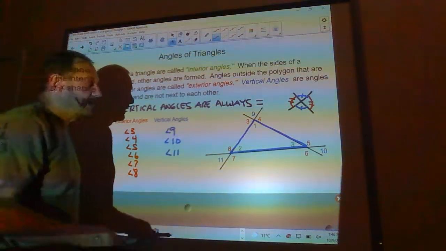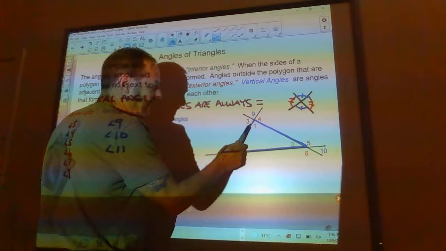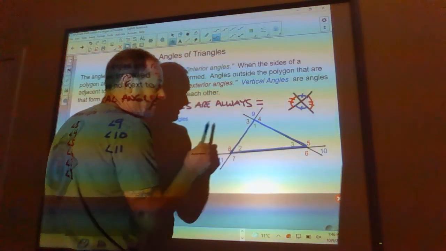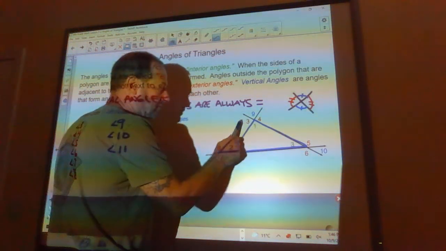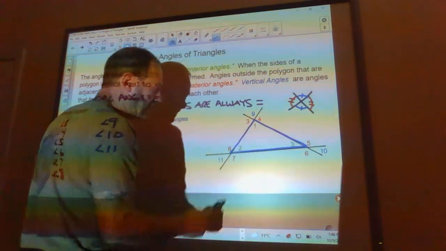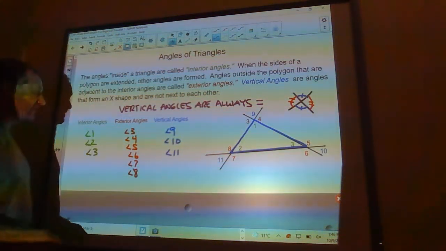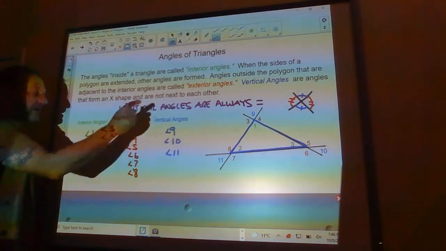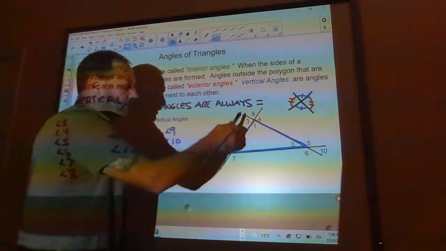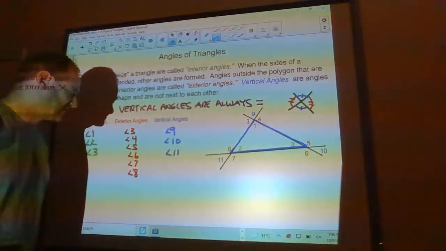So, here's the other thing. An interior angle and its exterior angle always add up to 180 because they form a straight line. Okay, we'll get into a little bit more of that later. So, I would be able to identify interior angles, exterior angles, and vertical angles. Notice I got them color coordinated with the picture, so it should be nice and easy for you.